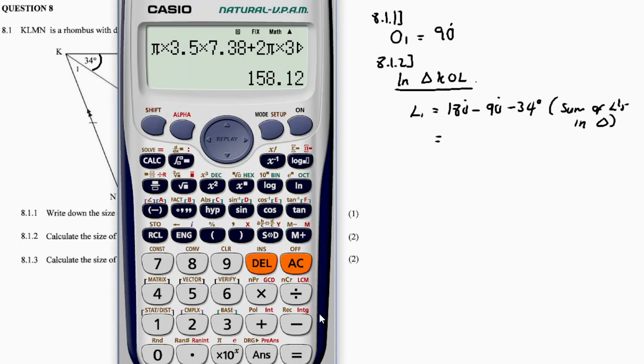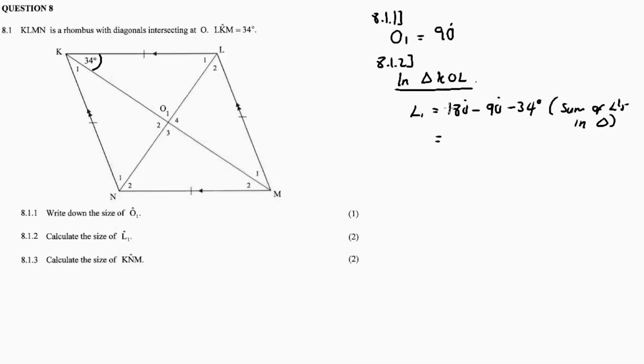Therefore, it's 180 minus 90 minus 34. This is equal to 56 degrees. So L1 is equal to 56 degrees. Now we go to 8.1.3.